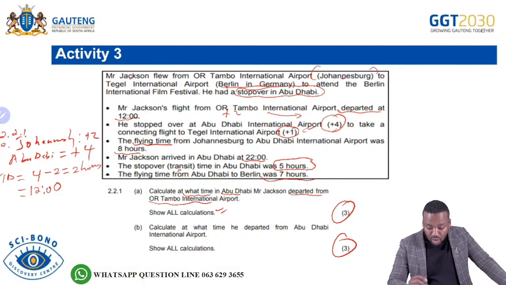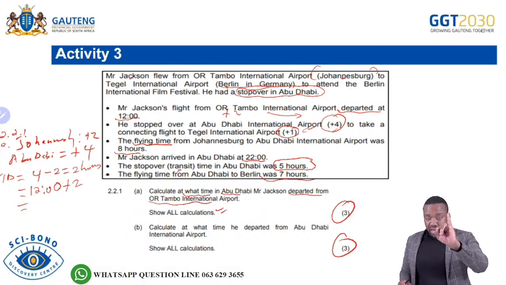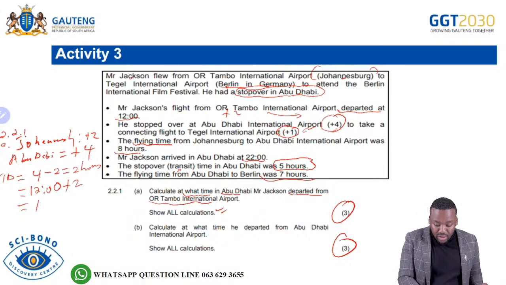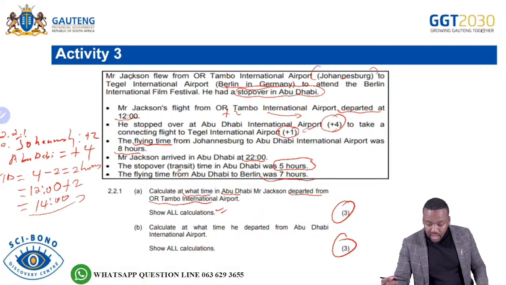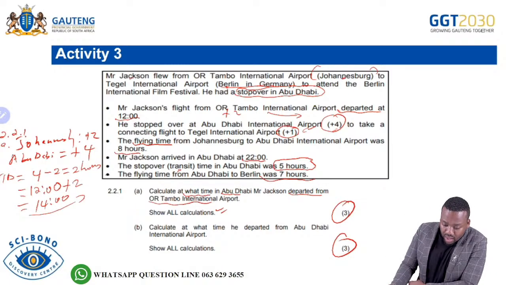Therefore, 12 o'clock, then we check where are we going to? We are going to the right. Abu Dhabi, it is on the right. We're going to say 12 o'clock plus 2. Then what do we have? 12, 13, 14. Therefore, it was 14. Calculate at what time in Abu Dhabi Mr. Jackson departed from OR Tambo.